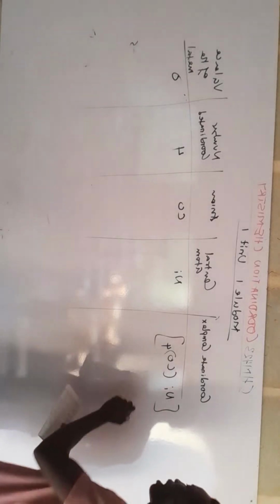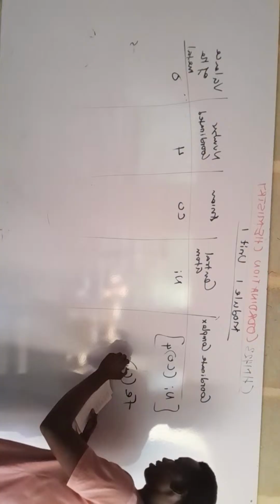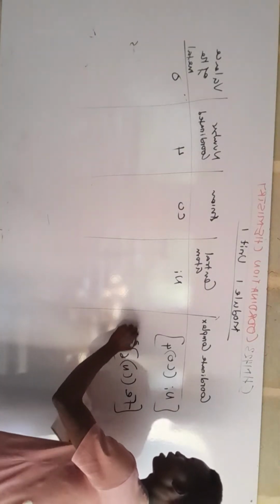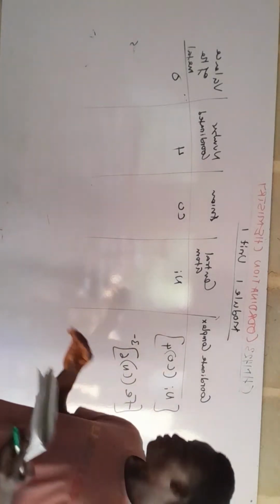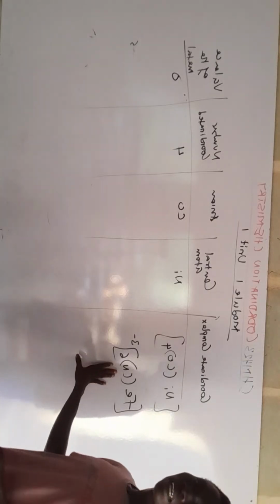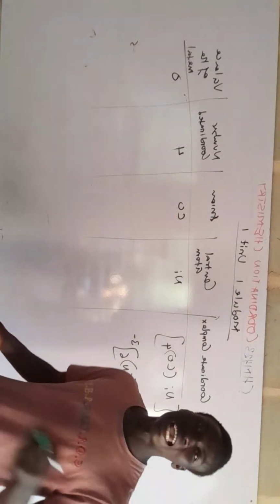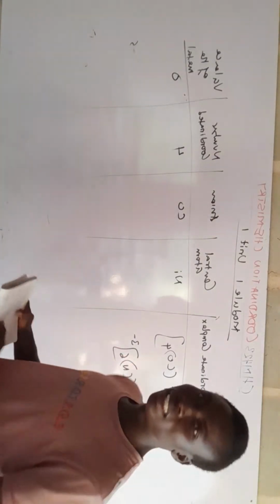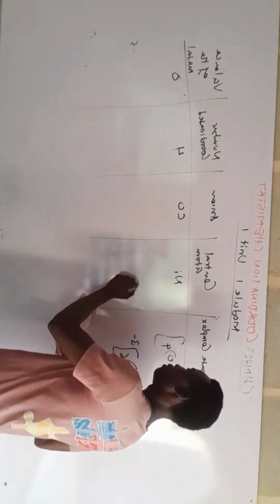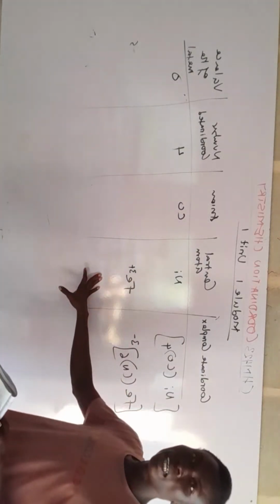Now, the next one that I have here is Fe(CN)6, with 3 minus in this case. If you look at what we have in this place, this is iron, and we have the cyano. This is a hexacyanoferrate compound. In this case, we have Fe3 plus. The central atom there is Fe3 plus.